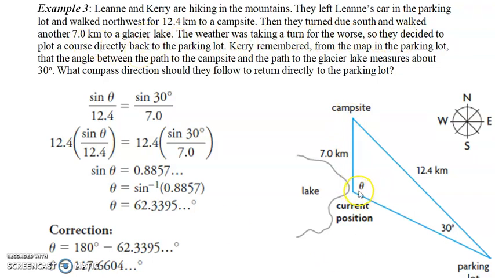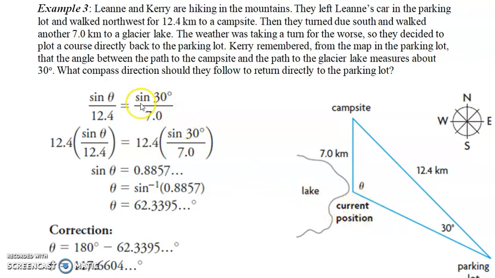So their current position directly back to the parking lot. Carrie remembers from the map in the parking lot that the angle between the path to the campsite and the path to the Glacier Lake measures about 30 degrees. What compass direction should they follow to return directly to the parking lot from here to here? So we're looking for basically this angle. If you would continue this down, this angle right here is what we're looking for.